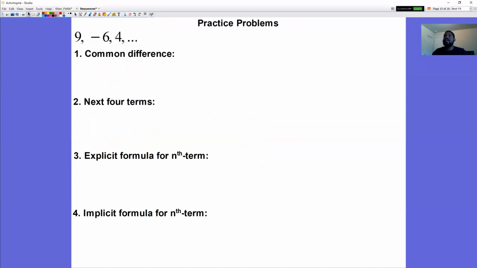Here are the practice problems that we have here. I want you to take note of the fact that we have a negative term in here, so that's going to make the work more interesting as far as finding the next four terms and the common difference.